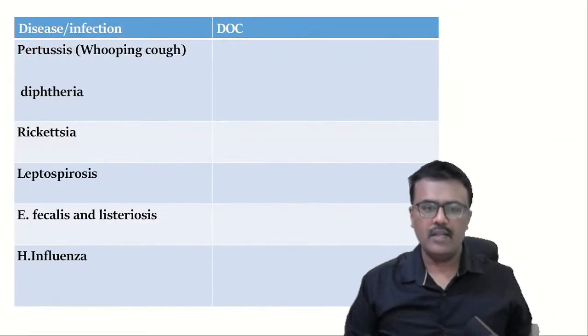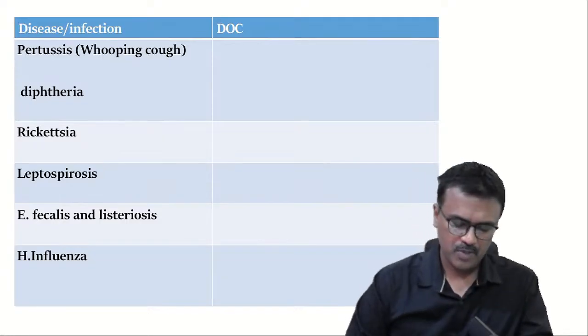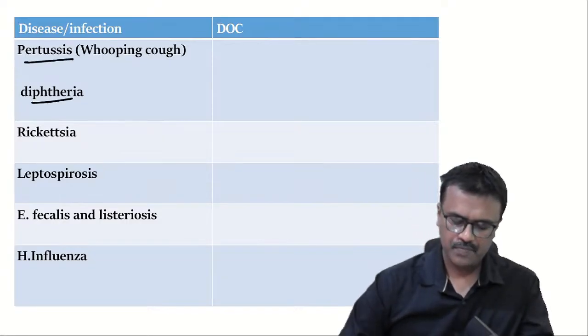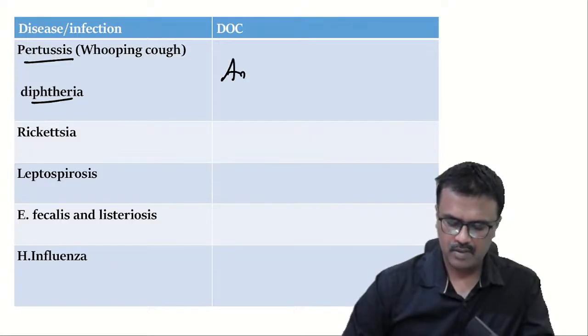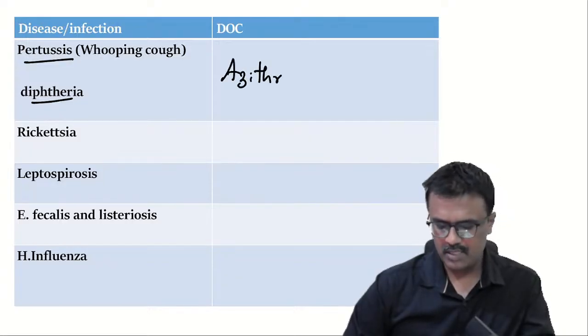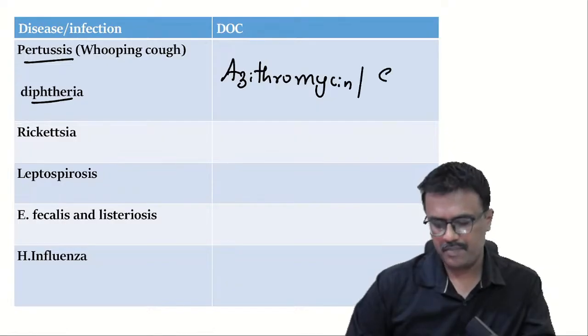Right. So other diseases and infection drug of choice, pertussis, diphtheria. Either we can give azithromycin or erythromycin.